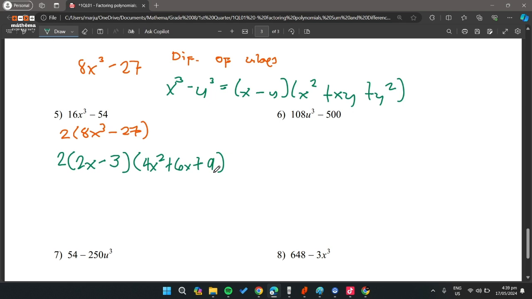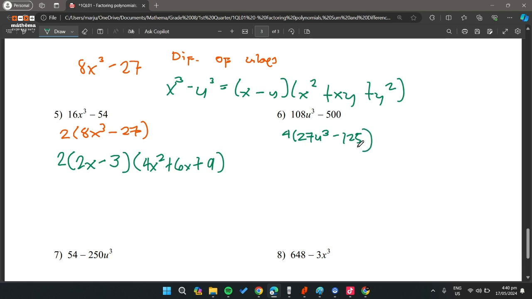Let's do number 6. Alright, number 6. What's the greatest common factor of 108 and 500? That is just 4. Let's factor out 4, and this will give us 27u cubed minus 125.